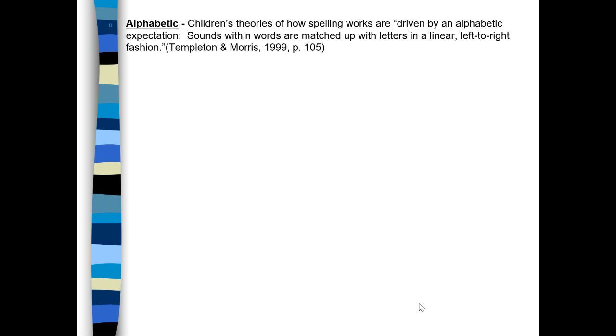Alphabetic principle is driven by an alphabetic expectation. Sounds within words are matched up with letters in a linear left to right fashion. For example, in the example on the screen, you see that the students can hear the letters, so they're able to maybe miss some of the vowels, but in most cases, students can hear those hard consonants. I can tell from that first example that this child is writing, or sees the letters, I like my dog.